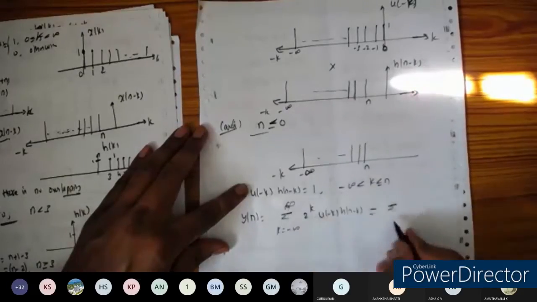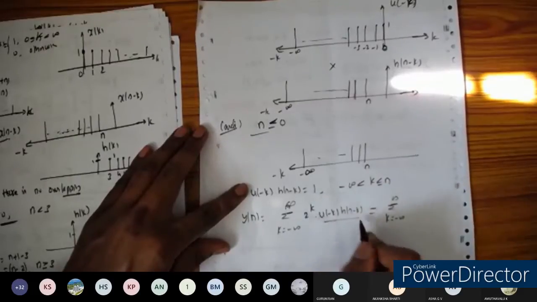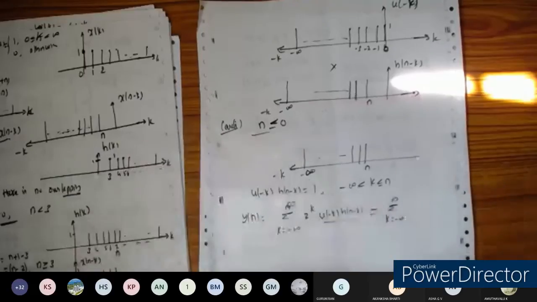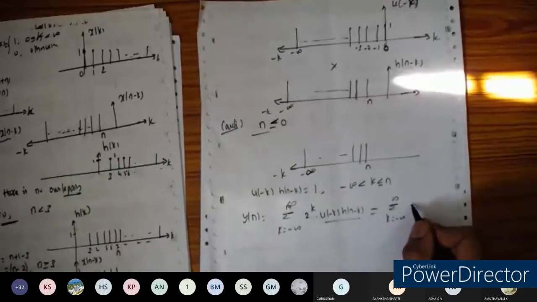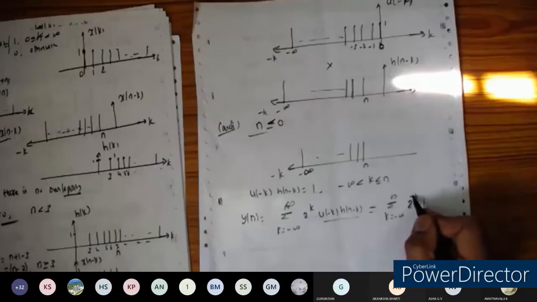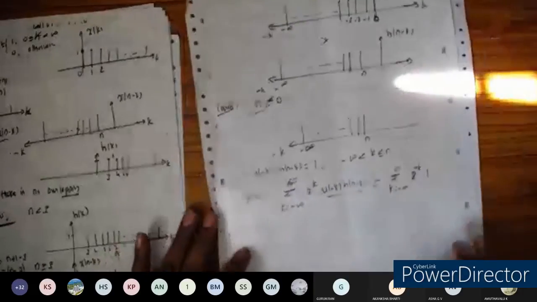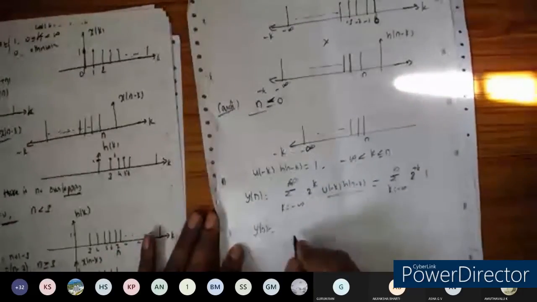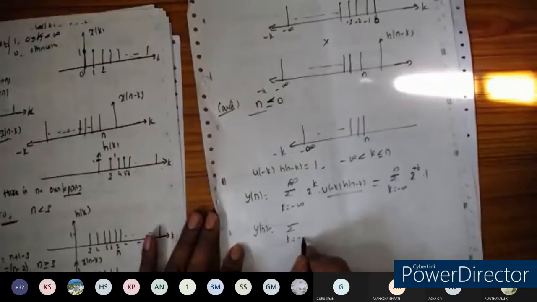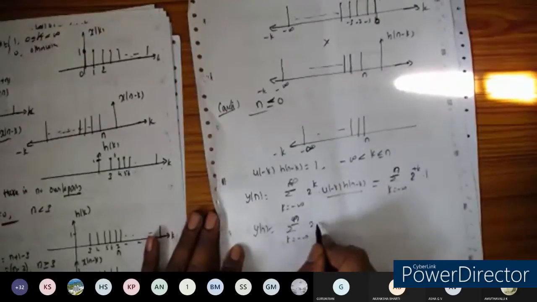Just here I'll write infinity for the limits, and afterwards I'll change the limits accordingly. The product of u of minus k and h of n minus k is 1 here, which is why I change the limits. So it is 2 to the power of plus k into 1. Correct, 2 to the power of plus k. I'll rewrite: y of n is equal to the summation for k from minus infinity up to n of 2 to the power of k.